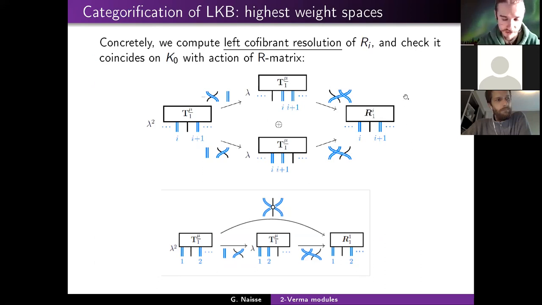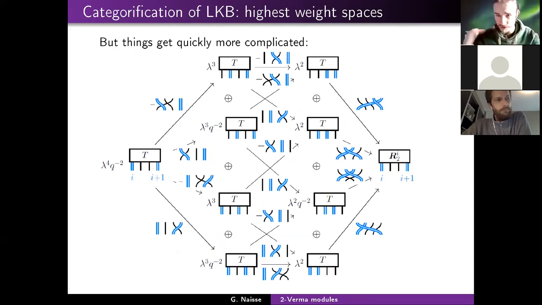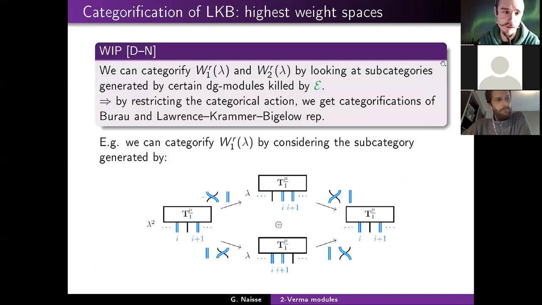Another thing is when the number of black strands increases. This is just for one black strand, but when it increases, things get more complicated very quickly. So here's an example for two strands, and then it just explodes. That's why for the moment we can only do it in detail for one and two black strands. And here again, if i is one, it truncates. And you can show that all the coefficients correspond on the level of the Grothendieck group. So in conclusion, we can categorify.